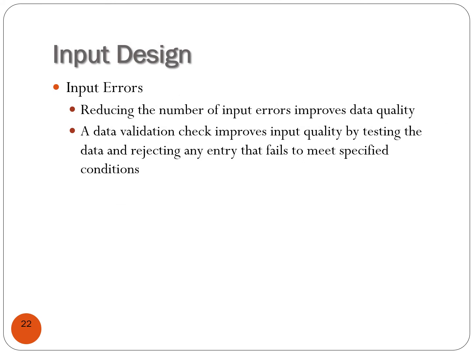Reducing the number of input errors improves data quality. One way to reduce input errors is to eliminate unnecessary data entry. The best defense against incorrect data is to identify and correct errors before they enter the system by using data validation rules. A data validation check improves input quality by testing the data and rejecting any entry that fails to meet specified conditions.